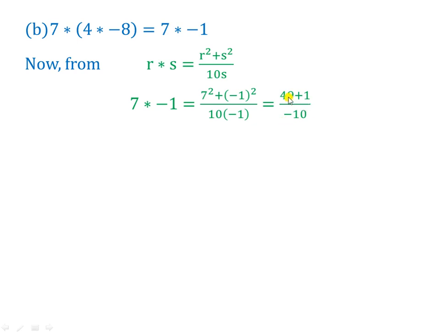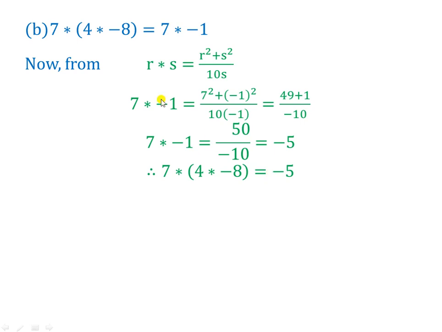Then after this, you simply add 49 plus 1, which will give you 50, and you get 50 divided by -10, which simply gives you -5. So it means that now our 7 * 4 * -8 is equal to -5.